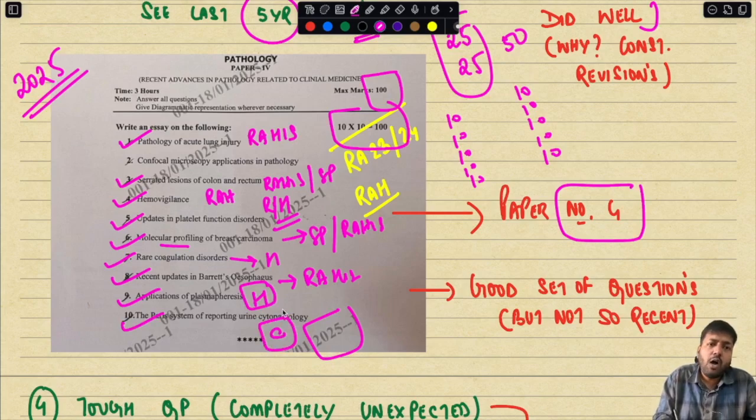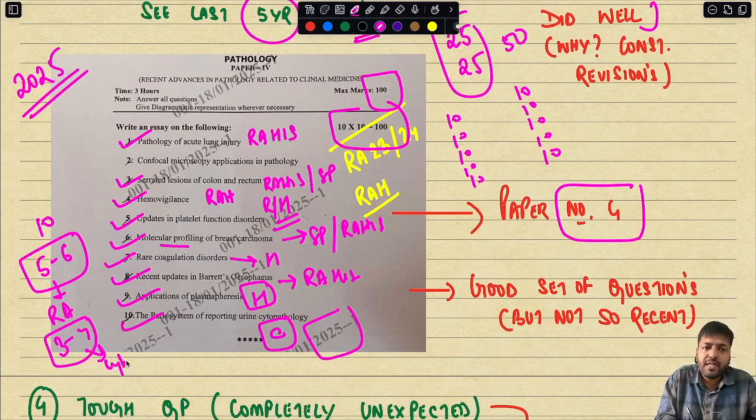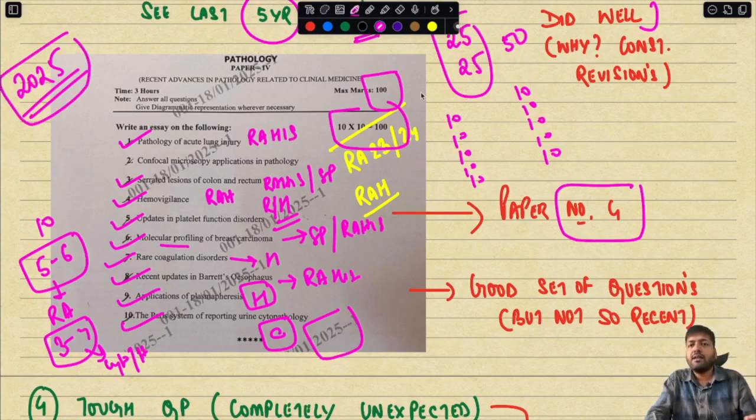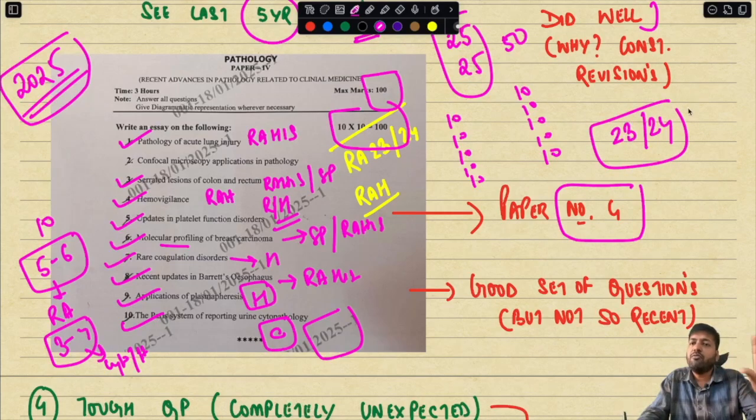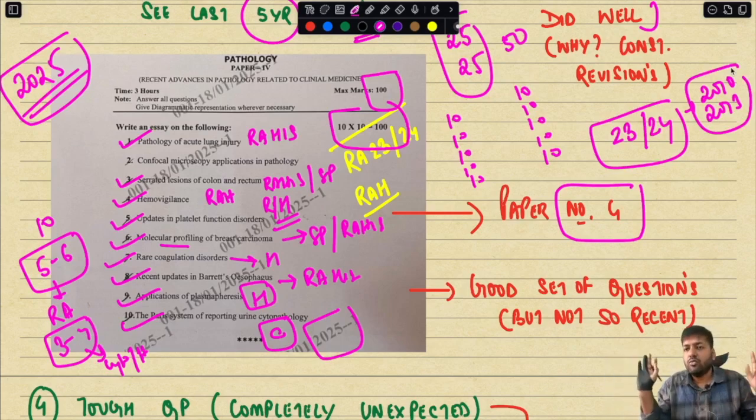So if you see, out of 10 questions, 5 to 6 are direct questions from your recent advanced, and 3 to 4 questions are basically from other papers, like from cyto or hematology. Now the problem with this is that in 2025 they are asking recent advanced 23 and 24 questions, and these came in between 2010 to 2013. So it is more than 12 years old.